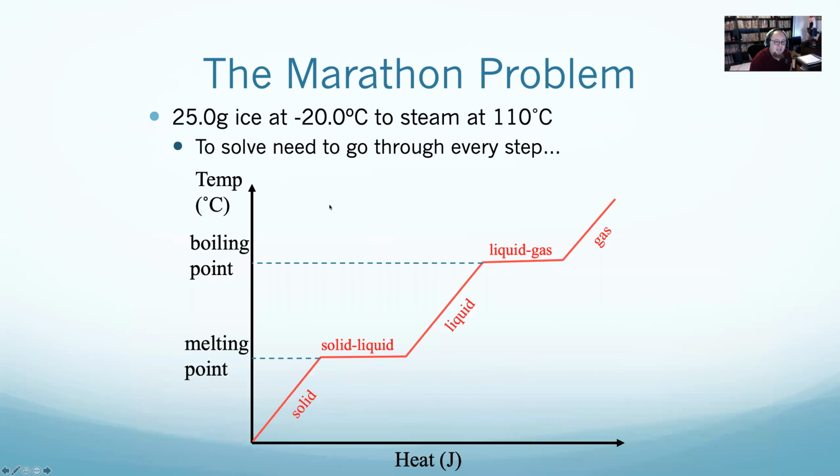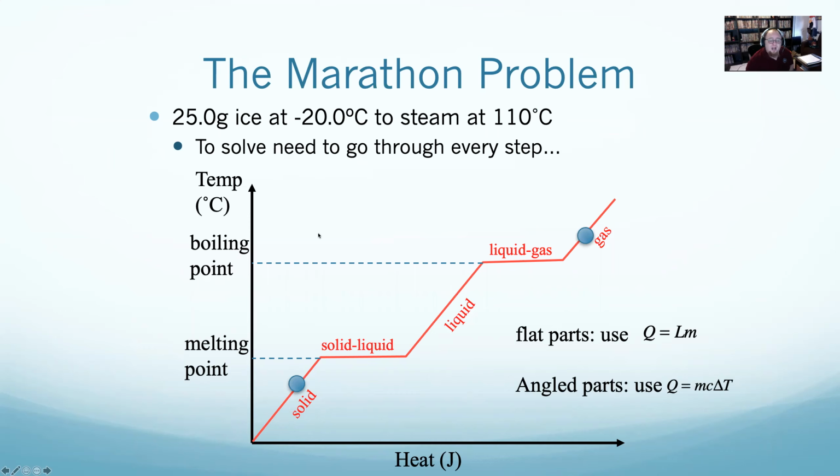You see, if I'm going to say how much heat is required to go from negative 20 degrees Celsius to 110, that means I'm going from there to there on this graph. I'm going to have to find out how much heat is required to change the temperature of ice to the melting point. How much heat is required to melt the ice? How much heat is required to go from 0 to 100 for liquid? How much heat is required to boil the liquid? How much heat is required to go from 100 to 110 of the gas? I'm going to have to work out each piece step by step and then add them up.